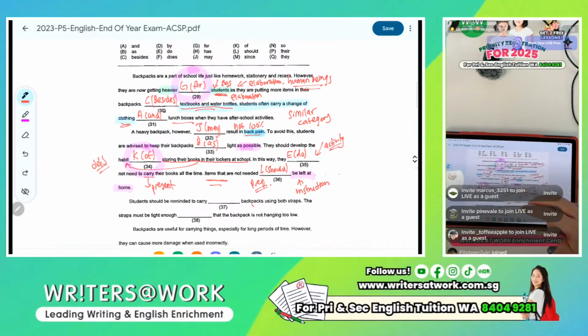Students are reminded to carry dash backpacks using both straps. So we are looking at the backpacks that are owned by the students. So we will say carry their backpacks. Okay. Students is also plural. That's why we will use their instead of his or her.